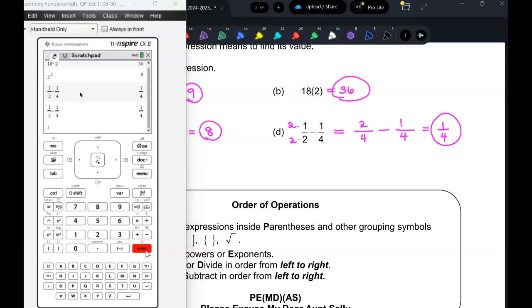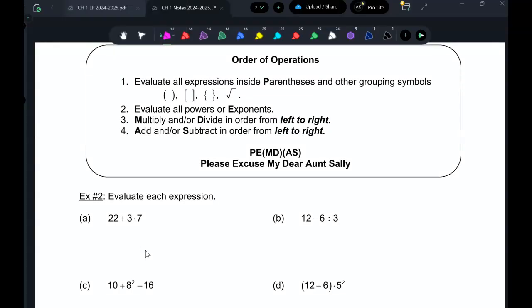Did we get it, Jonah? Yeah, got it. Okay. All right. So we're going to start with order of operations. We've heard of PEMDAS. Remember in third grade, please excuse my dear Aunt Sally. Now, when I spell this, you'll notice what I did.